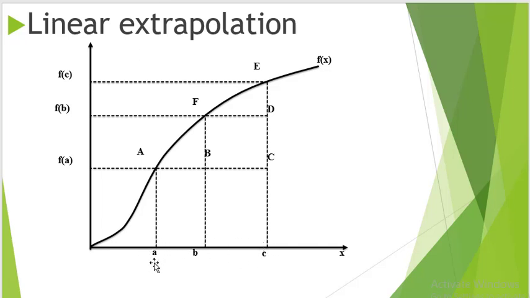That means we shall be knowing the x value a with the corresponding functional value, the x value b with the corresponding functional value, then we are given a value c and we are told to find its corresponding functional value. In the same way, we are just going to approximate this curve to be a straight line, consider triangle ABC to be similar to ACE, and also equate gradients.